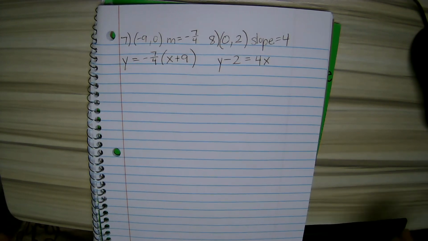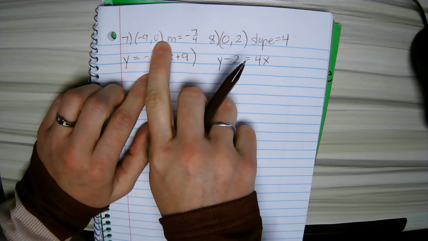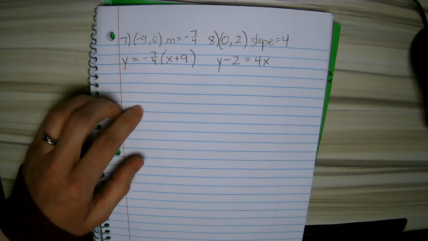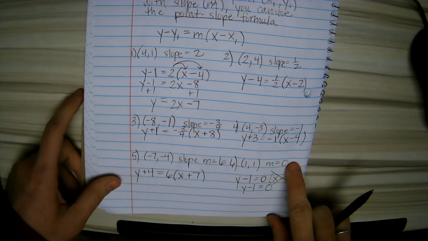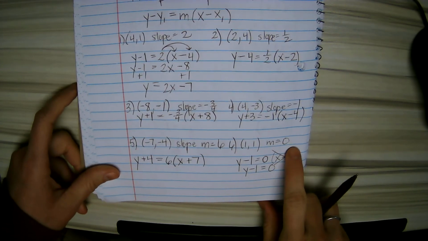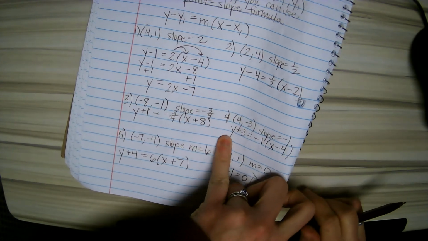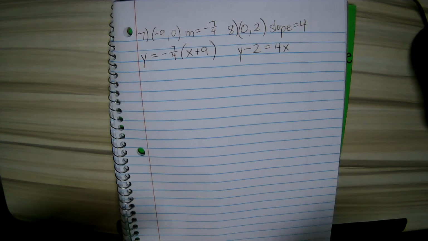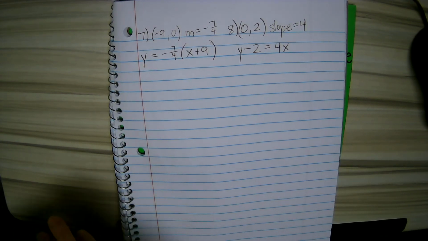So now you've seen what happens when we have an x-intercept and a y-intercept. You've seen what happens when our slope equals 0, because anything times 0 is 0, and that's what you're multiplying the x difference by.